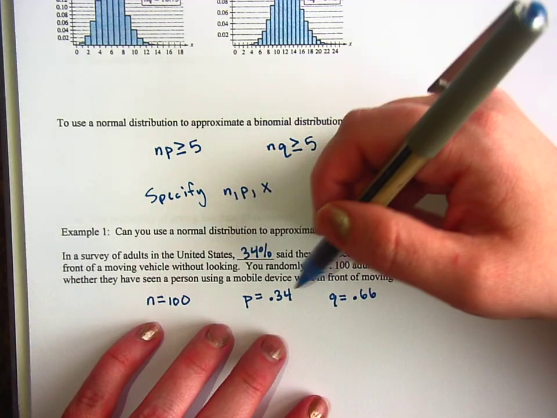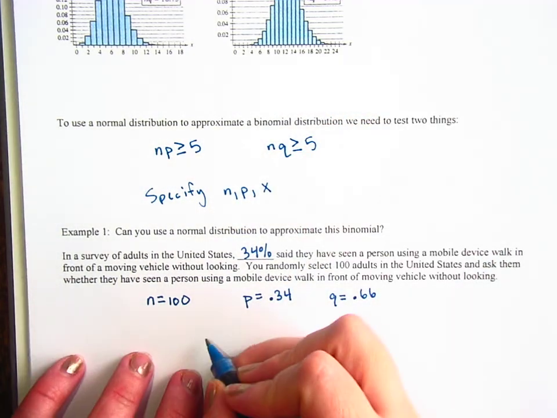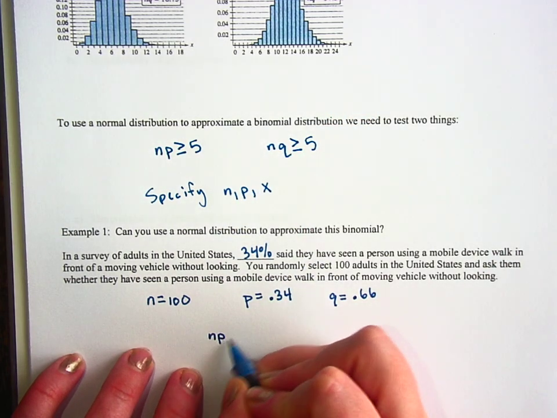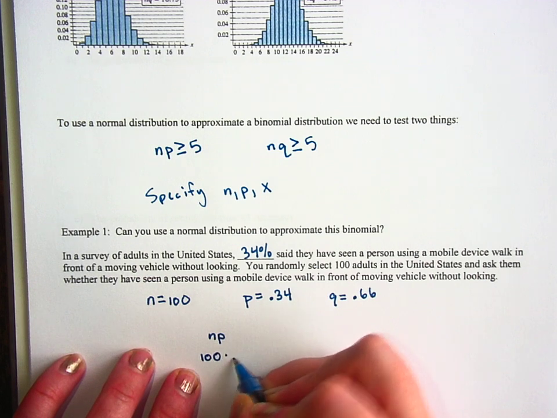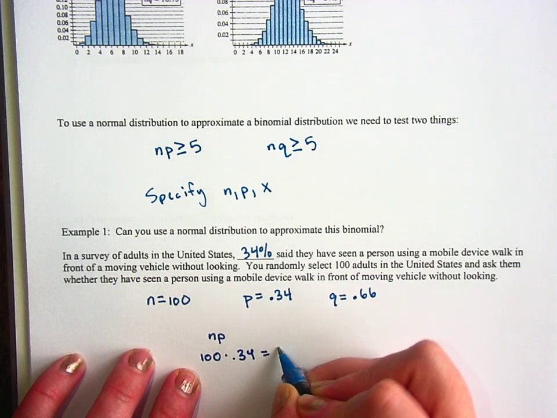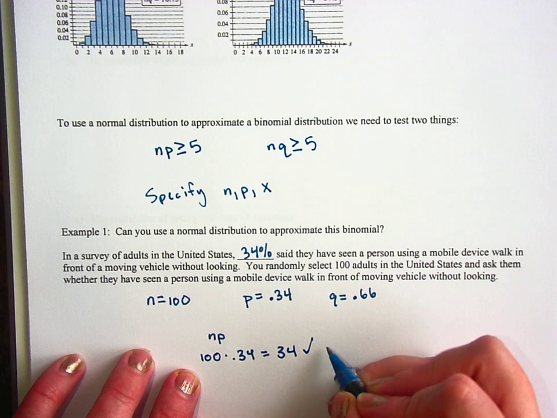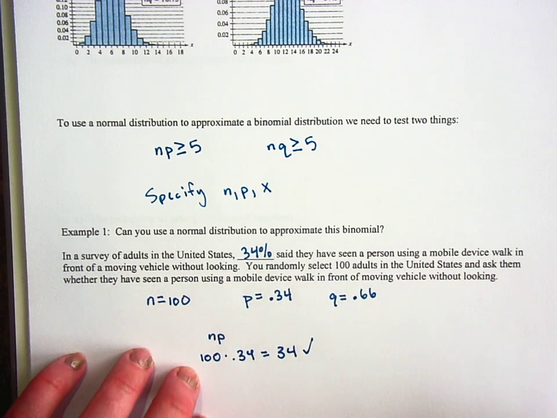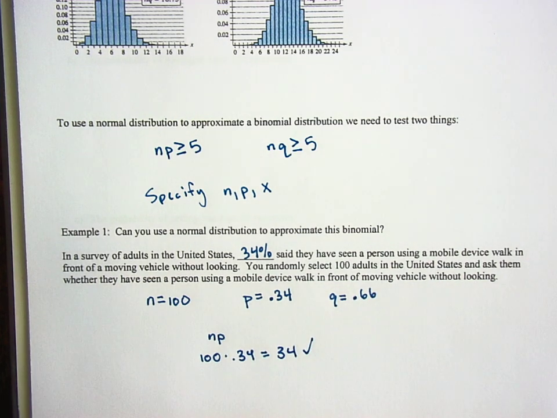Okay. So this one, I really don't need a calculator, because if I take n times p, that's 100 times 0.34, which is 34, and that is definitely larger than 5. If I take n times q, that's 66, which is also larger than 5.